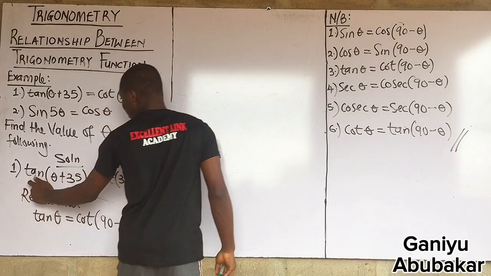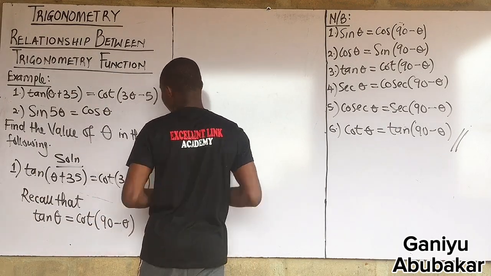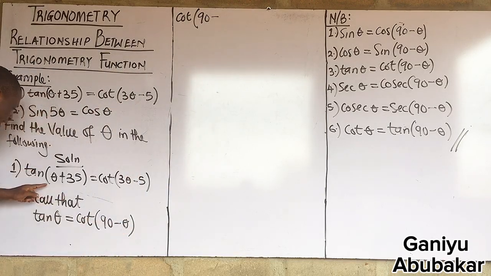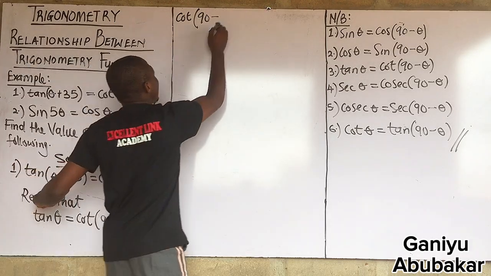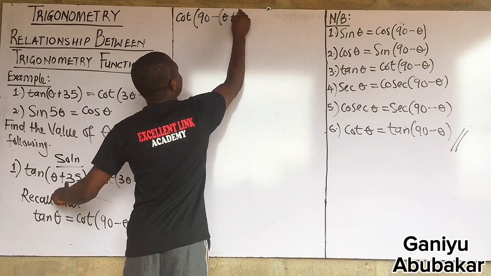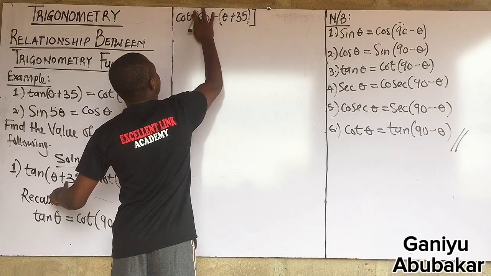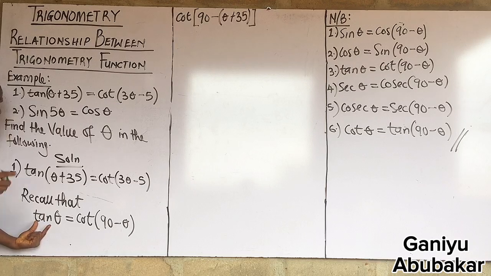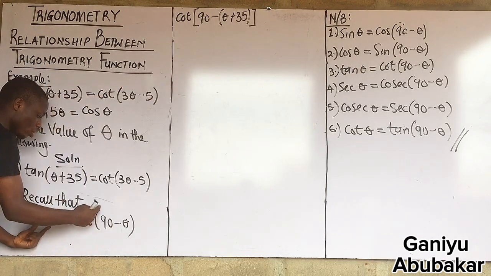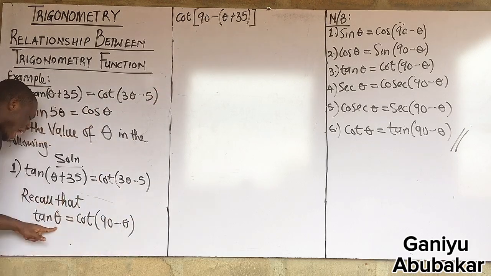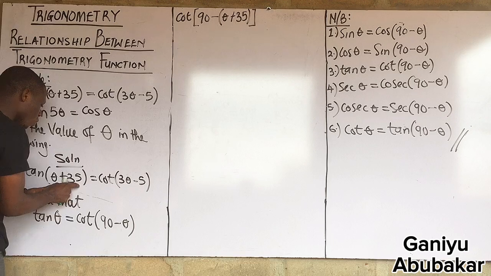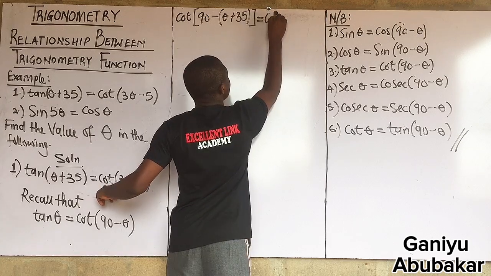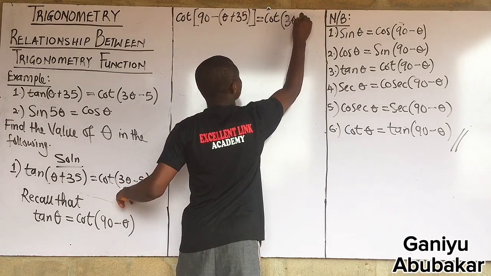So this means that anywhere I see tan, I replace it with cot of the complement angle. So we have cot of 90 minus theta, where theta is the angle of this tan. That will be 90 minus (theta plus 35). Use a square bracket. Observe what I'm doing. Since tan has an angle, everything here is the angle for this tan, so this angle replaces theta. It is now equal to the cot of 3 theta minus 5.